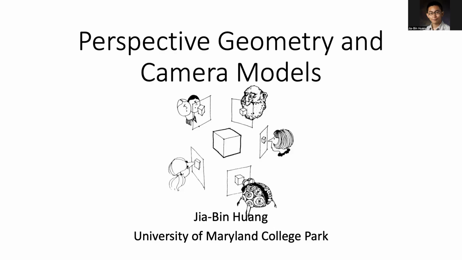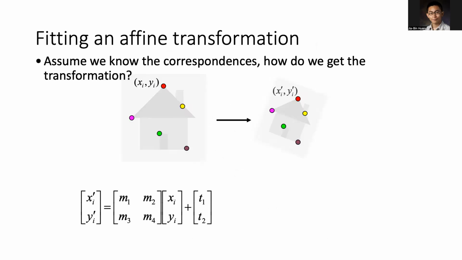So we're going to move into module 3, which is about 3D. The first lecture will be about perspective geometry and camera models. But before that, let me provide a quick overview of what we have talked about so far.